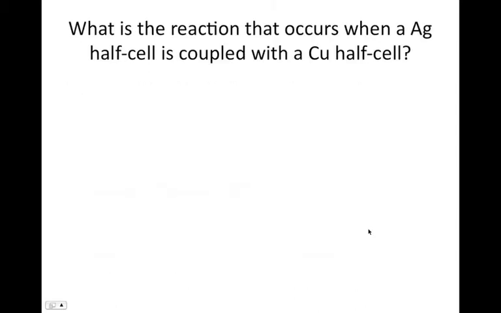So, what is the overall reaction that occurs when a silver half cell is coupled with a copper half cell? To figure that out, first you need to write the reactions for silver and copper. We're going to pretend that we have the copper 2 ion, or what will become the copper 2 ion. So if you look on your list, pause this and figure this out on your own, and then hit play whenever you're ready. You find that silver ion plus 1 electron gives us solid silver.